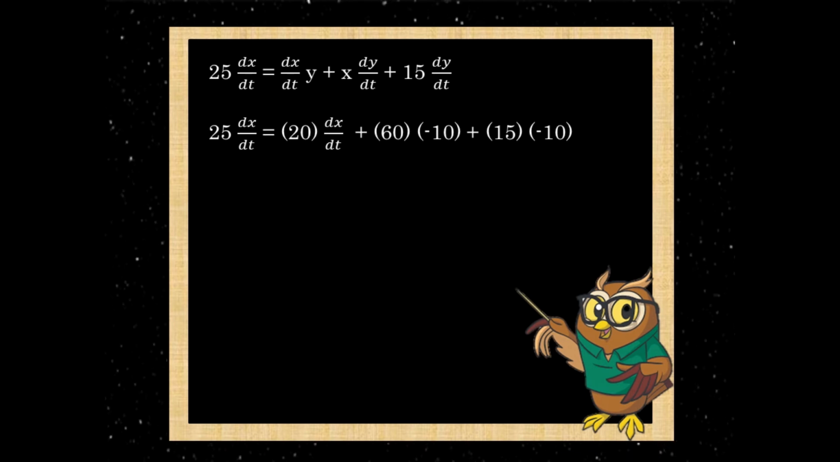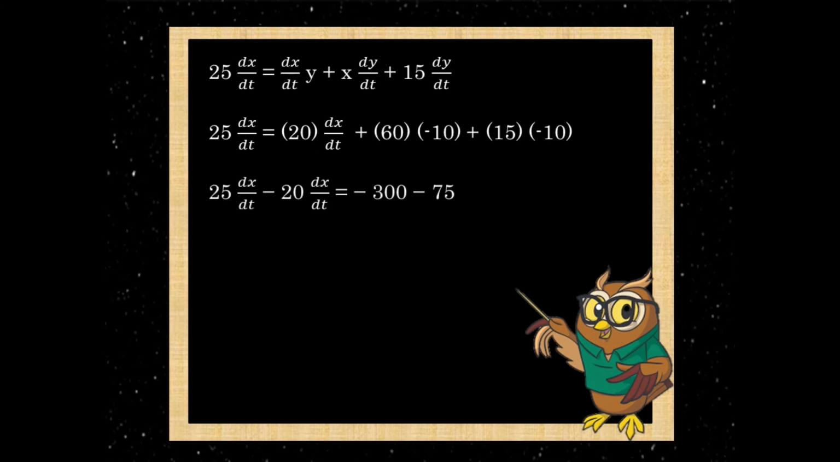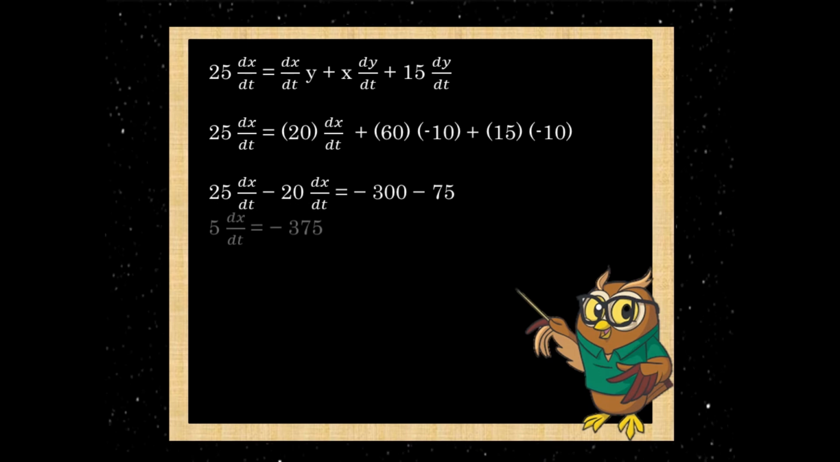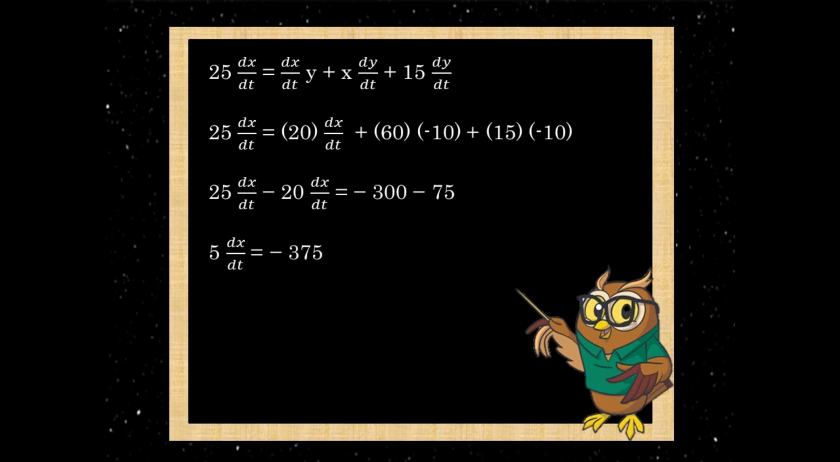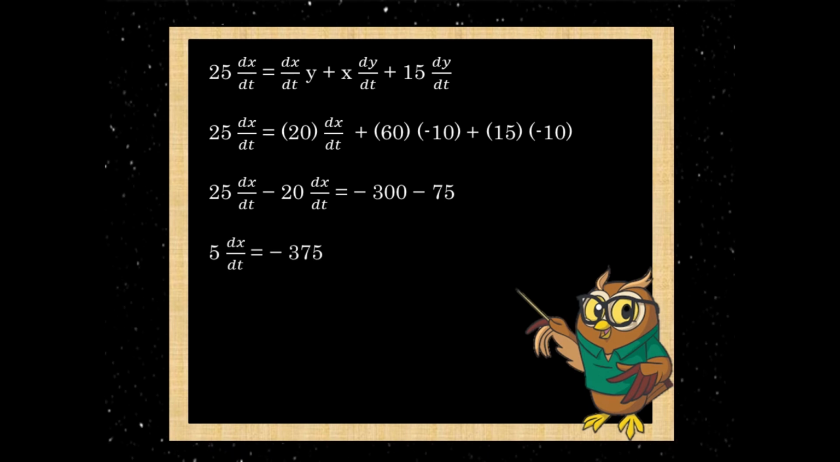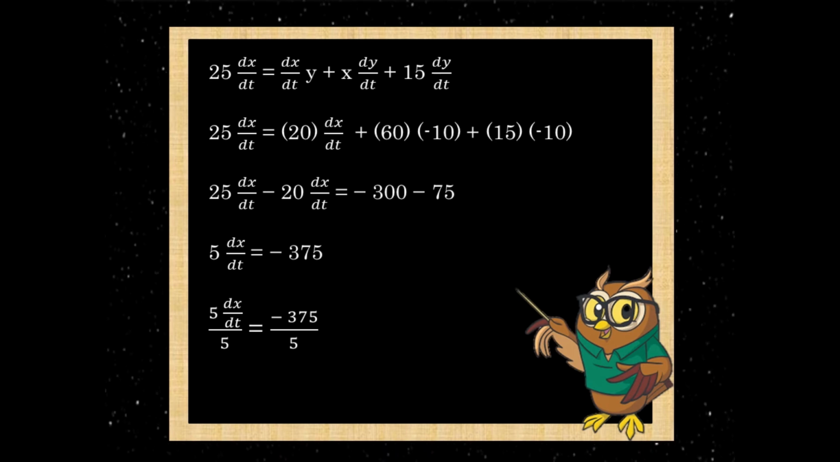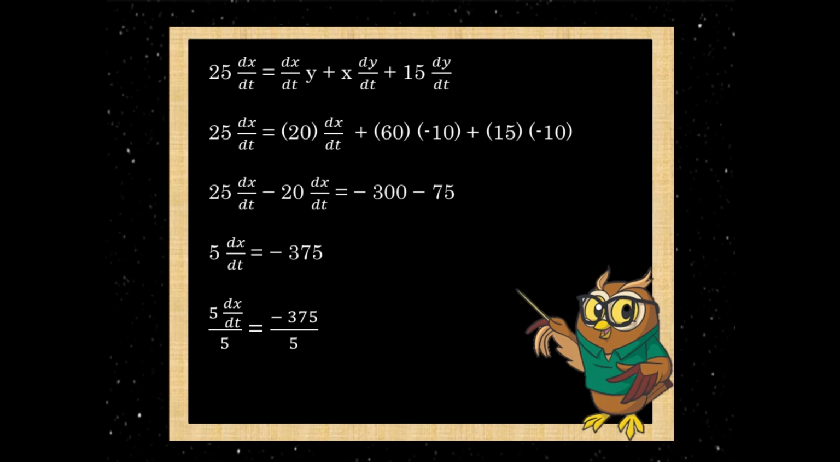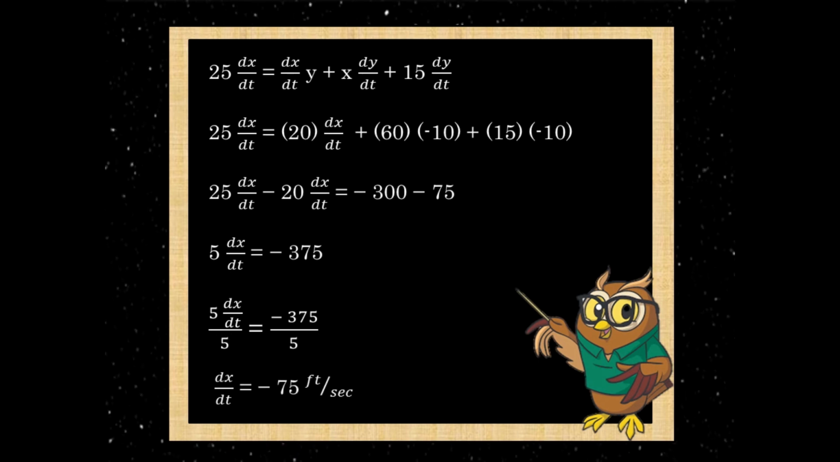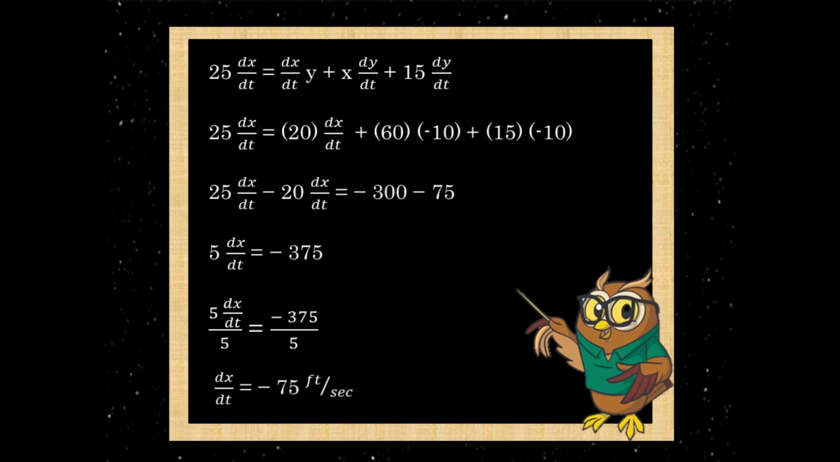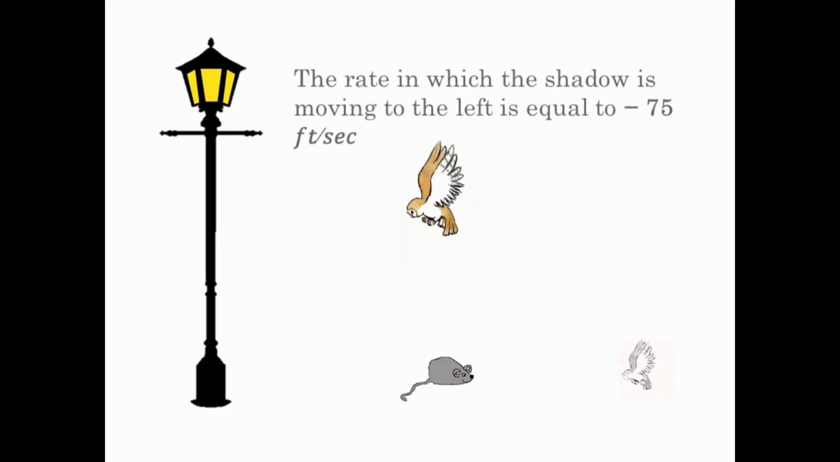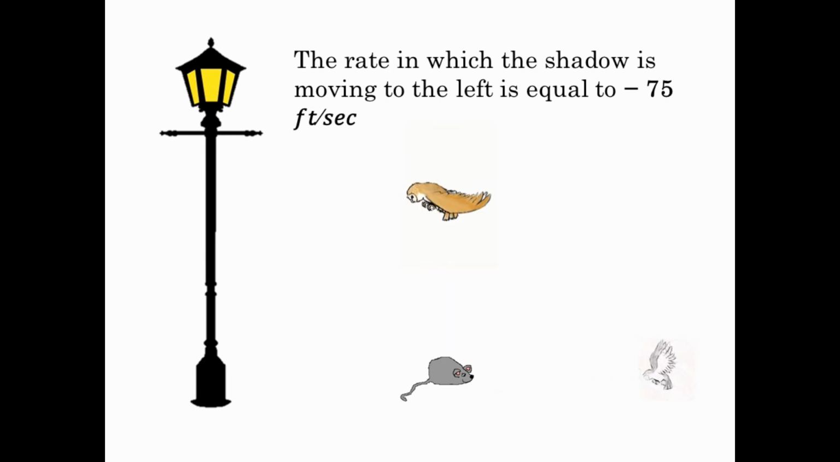So combine like terms, which would result to 5 times dx over dt is equal to negative 750. So let's divide both sides by 5 in order to find the value of dx over dt. So dx over dt is equal to negative 75 feet per second. So the rate at which the shadow is moving to the left is negative 75 feet per second. The negative here explains that x is decreasing and is moving to the left.